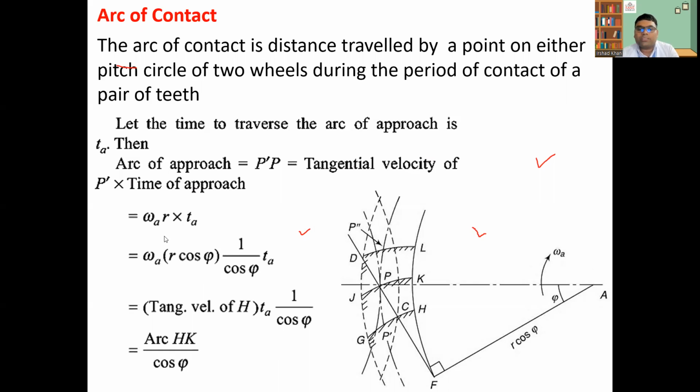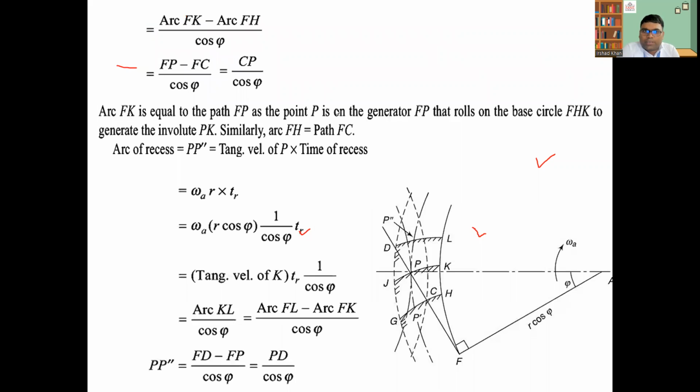dA. So this part becomes the tangential velocity of H, because this R A cos is the radius, and this angular velocity is the same for this also. So it becomes the tangential velocity of H. And the tangential velocity of H into dA is called arc HK. You can see this distance traveled by this. So this becomes arc HK. Hope you understood this simple concept.